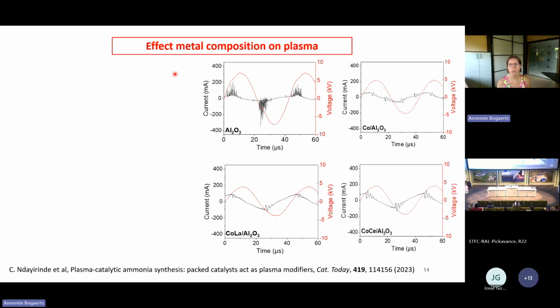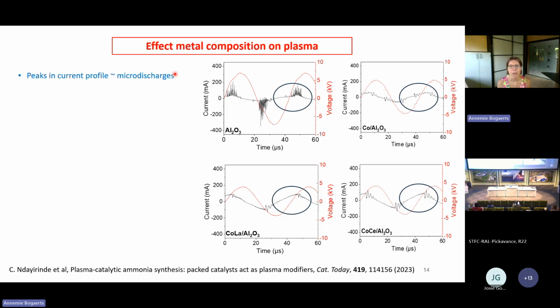Now, if we look at the current-voltage characteristics, it's very important to investigate these, because we can learn a lot from them. We can see here peaks in the current profiles, and these are attributed to micro discharges. We see them very pronounced for the alumina packing, not so pronounced here, and they're almost completely gone for the cobalt lanthanum and cobalt cerium.